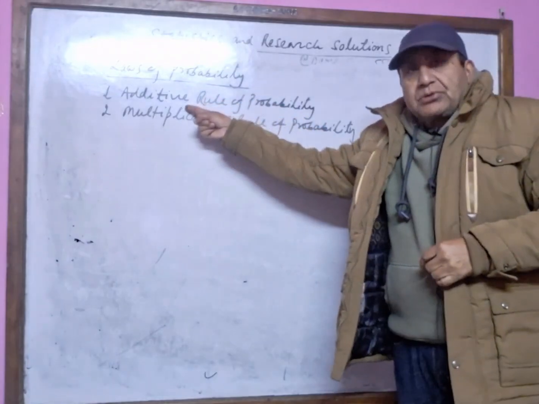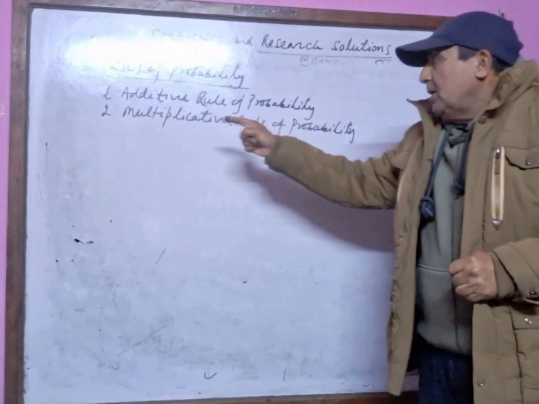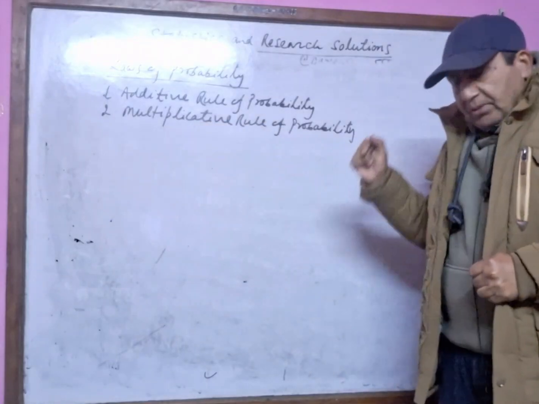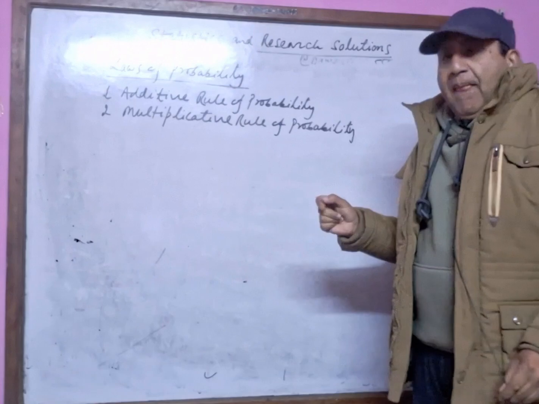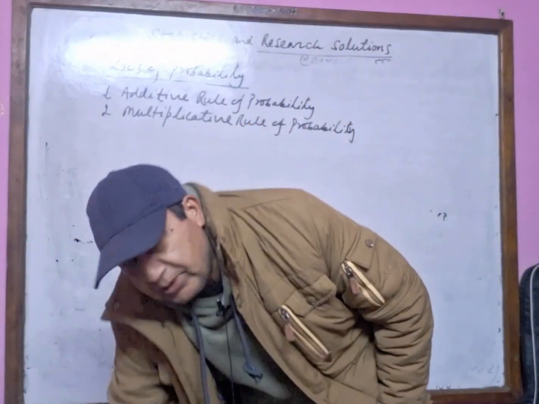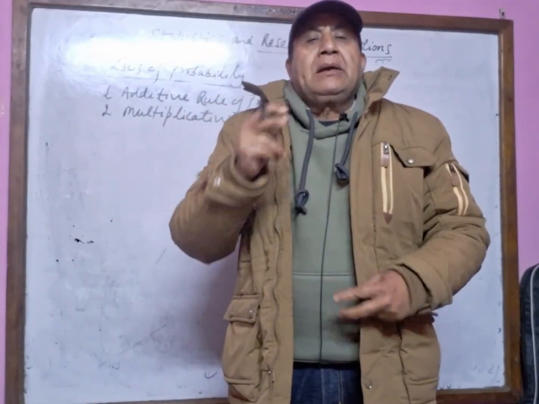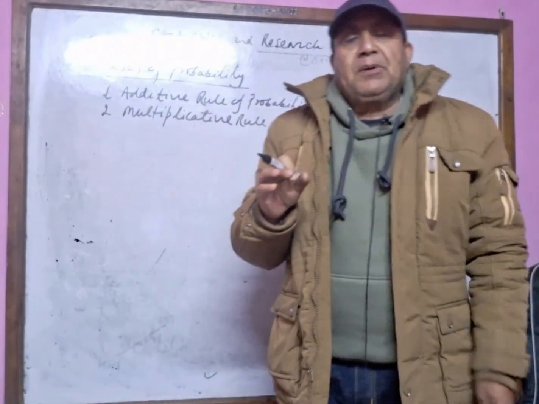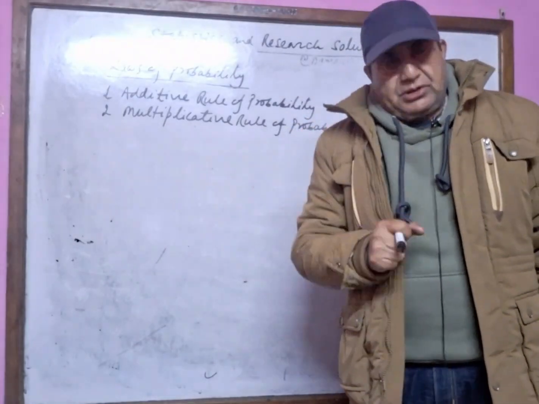Here the first rule, the additive rule of probability, is given. The multiplicative rule of probability is given here. So in the case of the additive rule, there are two conditions we require. The first condition is if the events are mutually exclusive.